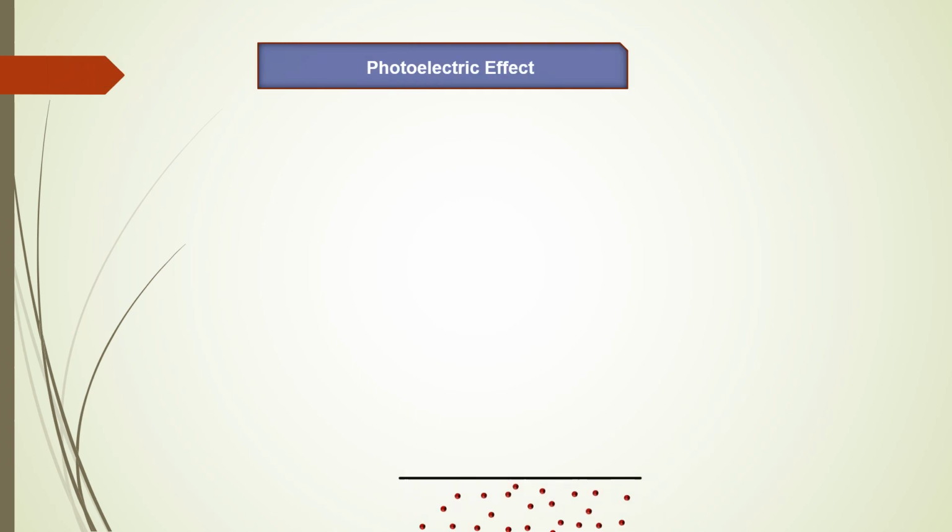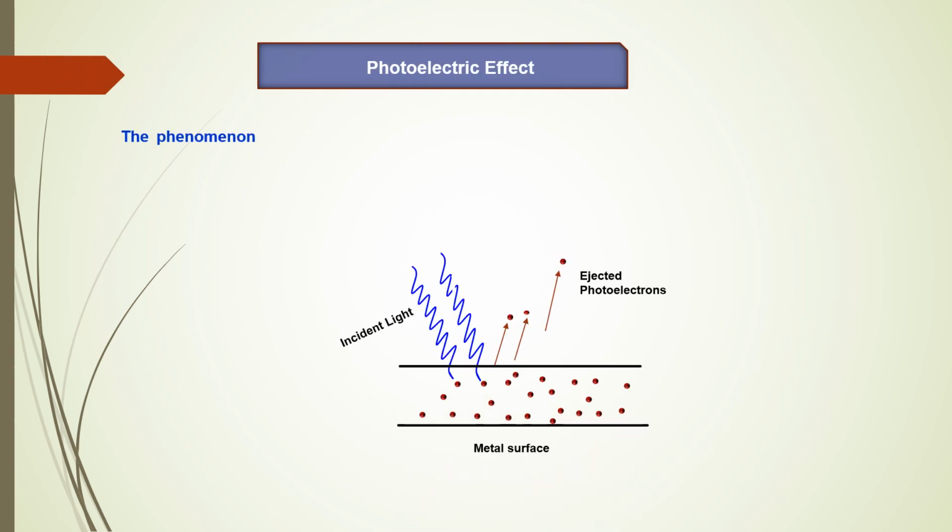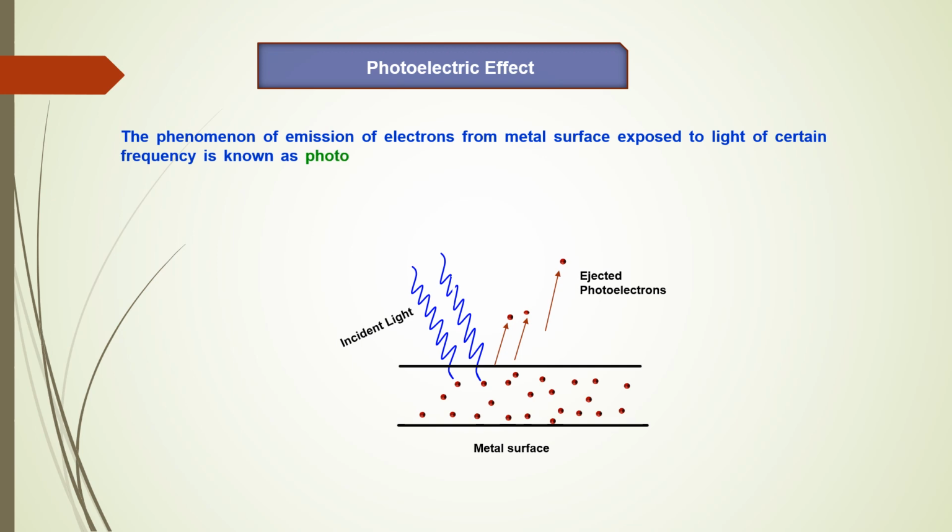Now, what is photoelectric effect? It is a very simple phenomena. When light of certain frequency or higher than a certain frequency falls on the metal surface, the electrons are ejected from the surface of metal. And this phenomena is known as photoelectric effect. And since electrons get ejected due to action of some incident radiation, so these electrons are known as photoelectrons.